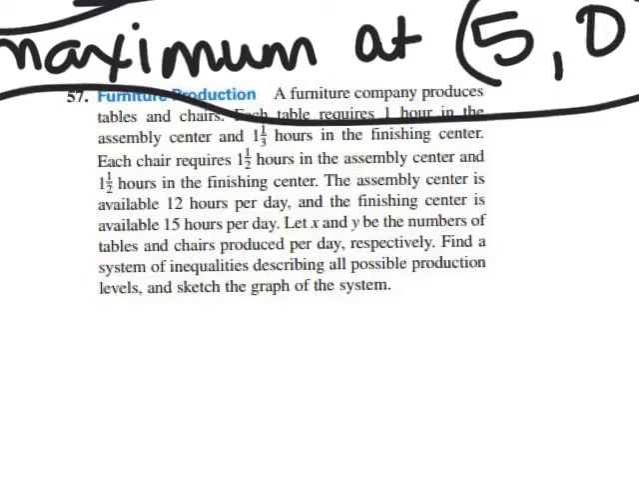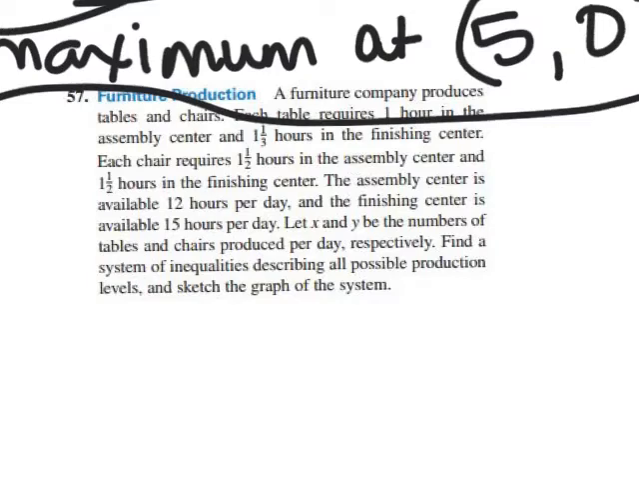Each table requires 1 hour in the assembly center and 1 1/3 hours in the finishing center. Each chair requires 1 1/2 hours in the assembly center and 1 1/2 hours in the finishing center. The assembly center is available 12 hours per day, and the finishing center is available 15 hours per day. Let X and Y, I'm gonna call them T and C, be the numbers of tables and chairs produced each day respectively. So find a system of inequalities describing all possible production levels and sketch the graph of the system.